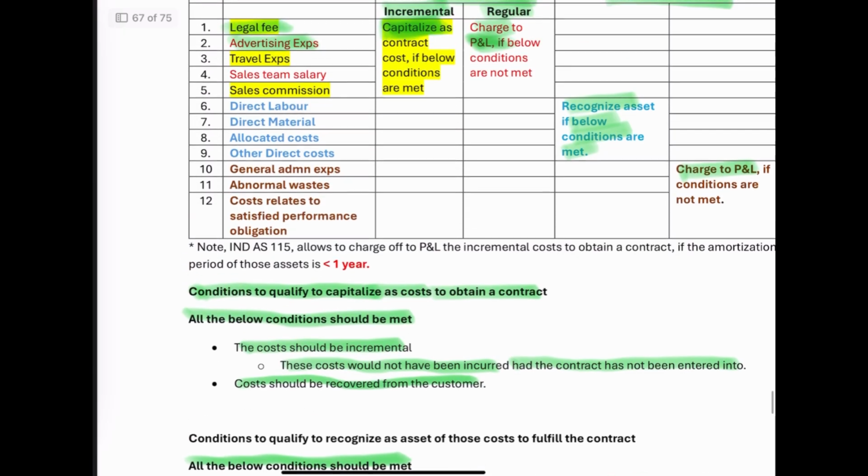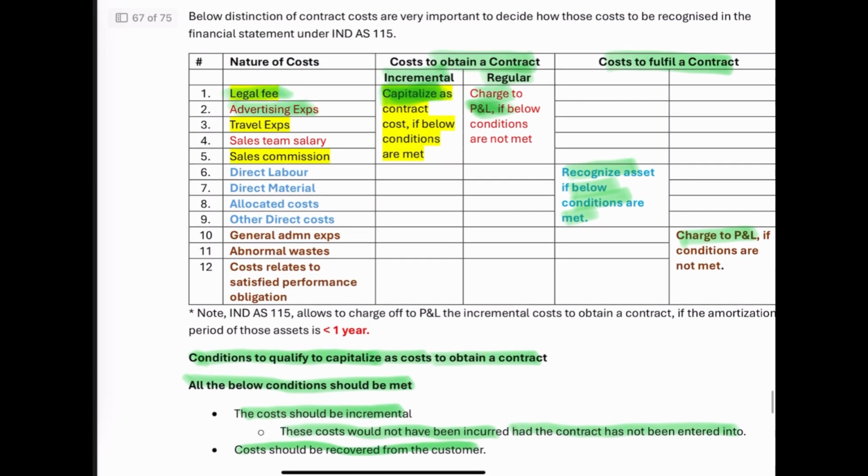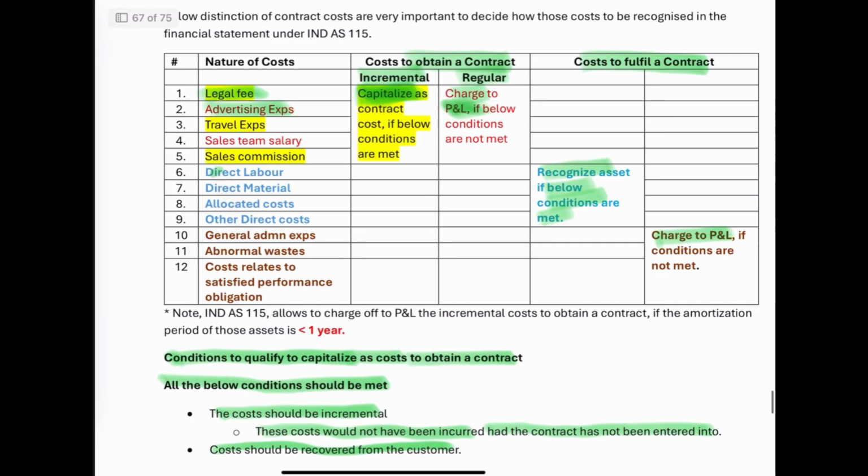If all these conditions are met, then it can be recognized as an asset. Otherwise it should be charged to P&L. As we discussed, the examples could be direct labor, direct material, allocated overheads, and any other direct cost. All these can be recognized as an asset to fulfill the contract. In other words, general administration expenses, any abnormal waste, and costs related to an already satisfied performance obligation all need to be charged directly to P&L.